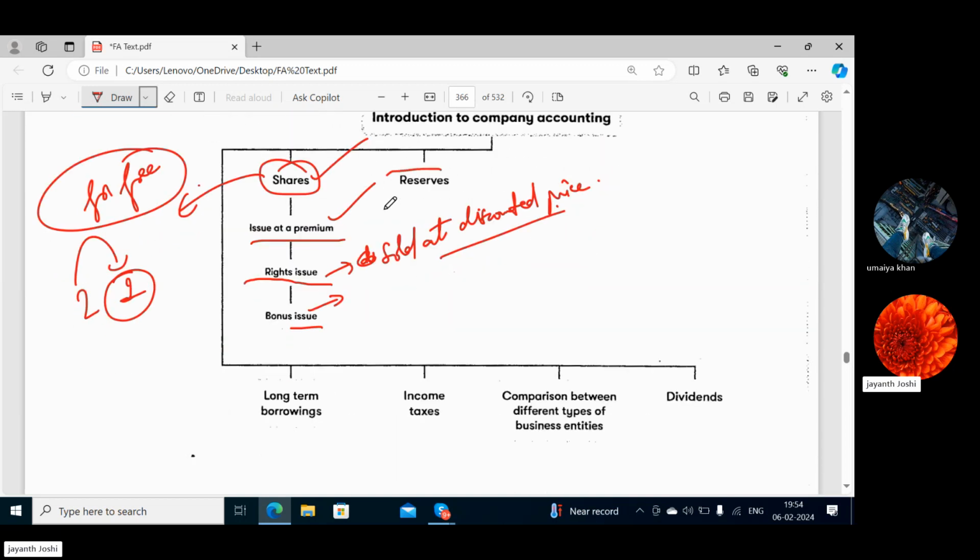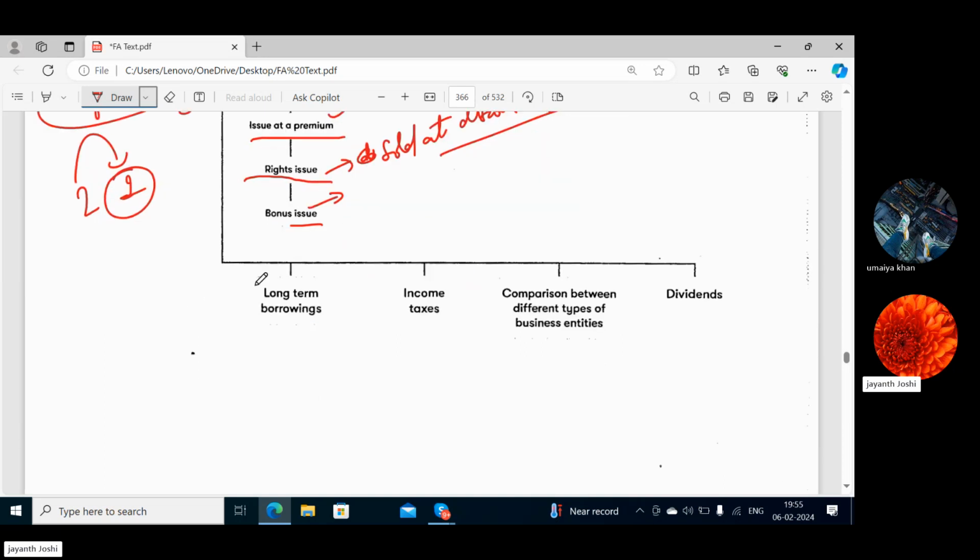What are reserves? Reserves are where the company accumulates some amount for some particular purpose for the future, like retained earnings of the company. Retained earnings are kind of reserves in a company, which accumulates its profits of every year, and they use that money for reinvestment purposes. Then we will be learning what is long-term borrowings.